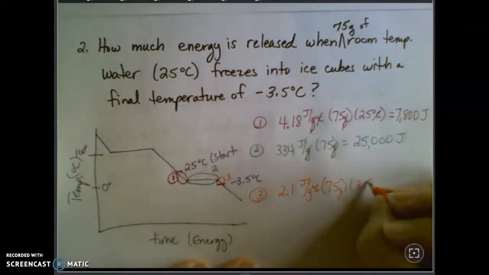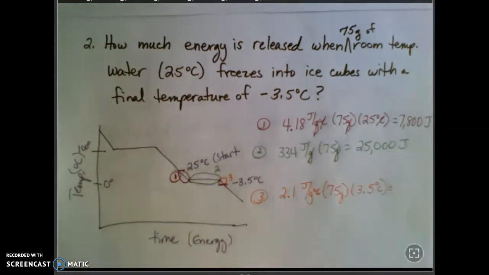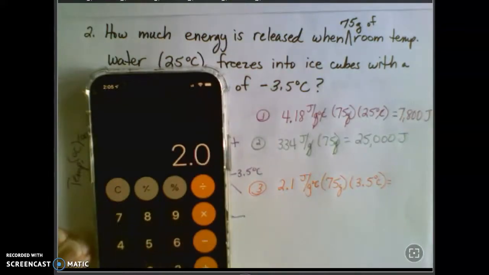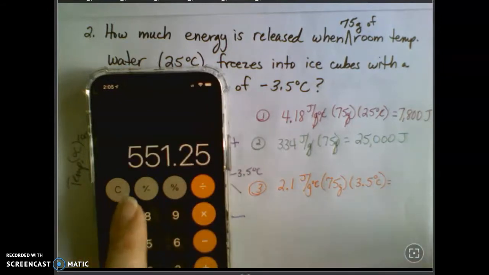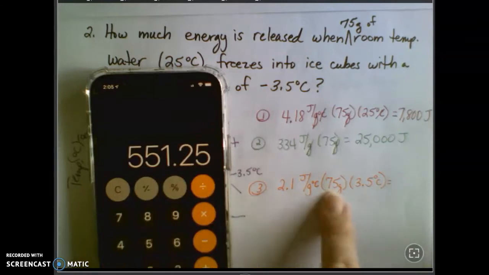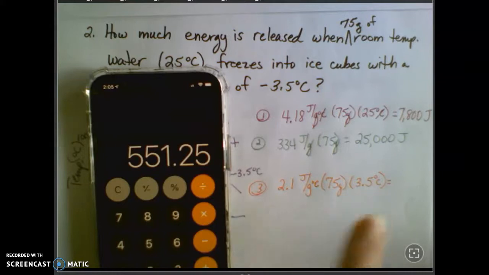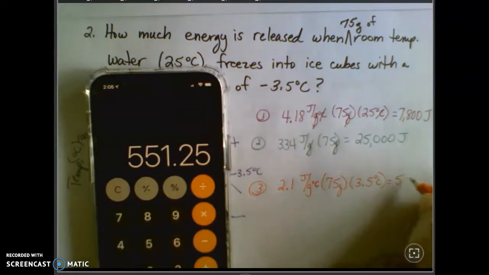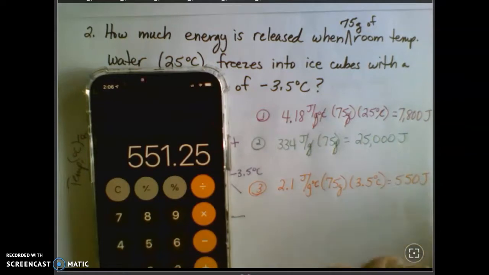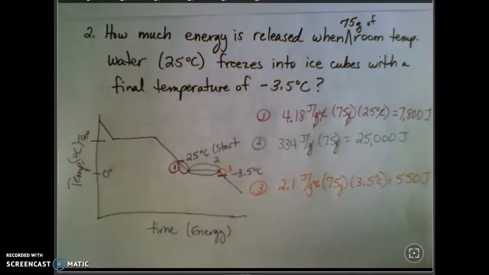That's not changing. And again, in this section, I'm just going from 0 down to negative 3.5. So that is a 3.5 degree change. I'm not starting with the 25 again there. So calculate that. 2.1 times 75 times 3.5. 551.25, 2 sig figs for everything in that problem, so I'm going to round that to 550 joules. Don't forget your placeholder 0.